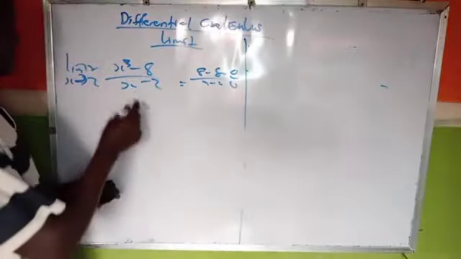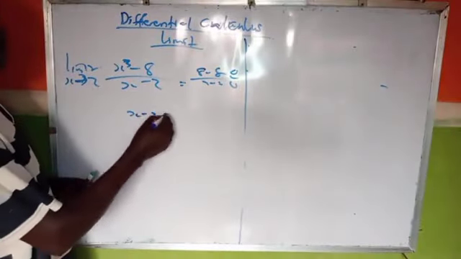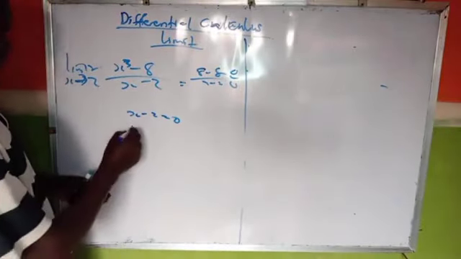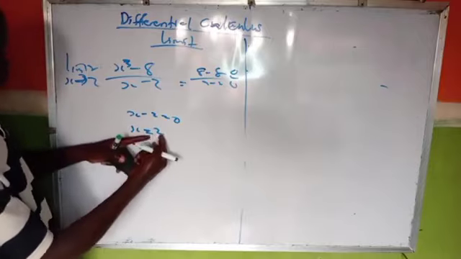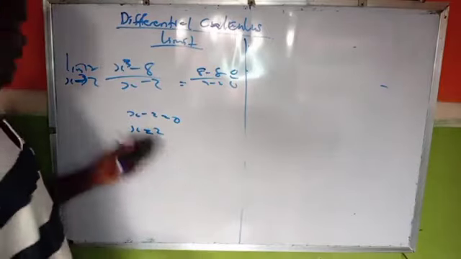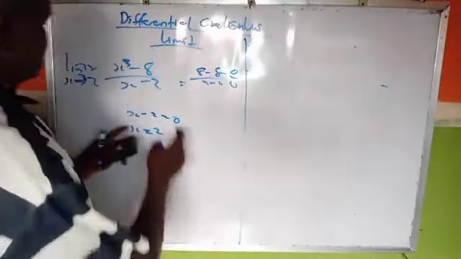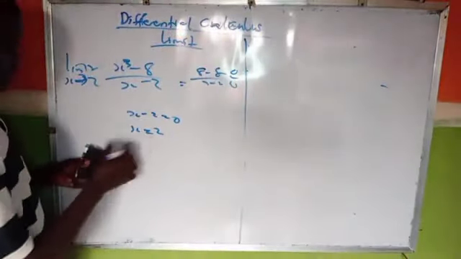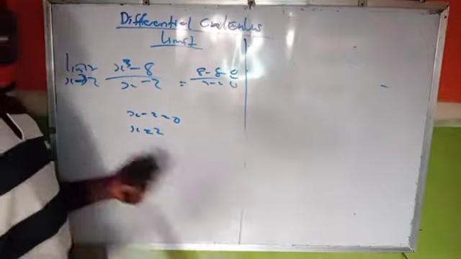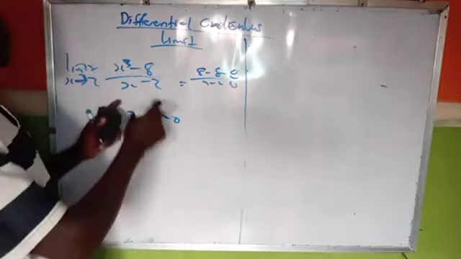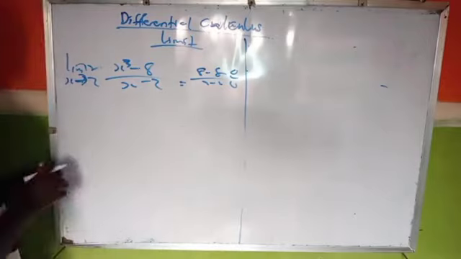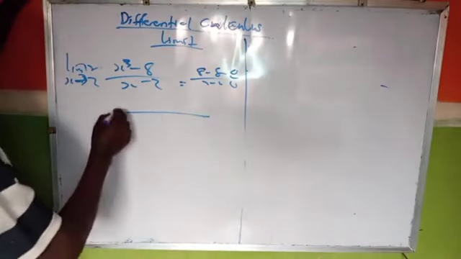Trial and error method means this divisor, if we equate it to 0, then x here equals 2. If you substitute this into this, it will give you 0. When it gives you 0, it means this can divide this. Since you have confirmed, if you substitute, 8 minus 8 is 0. So this is one of the factors of this. So you come and do your long division like this.